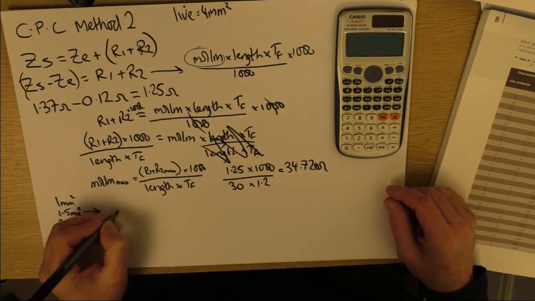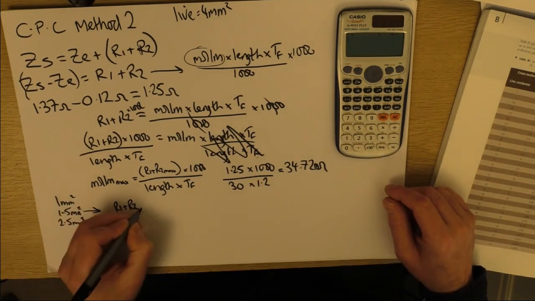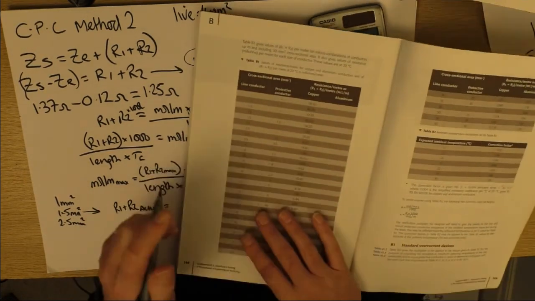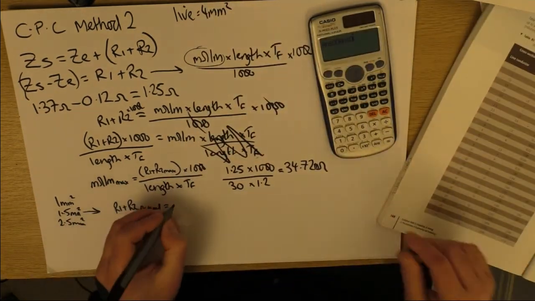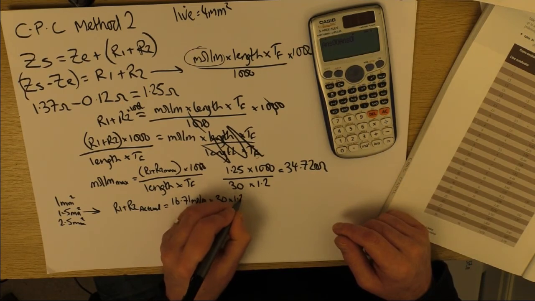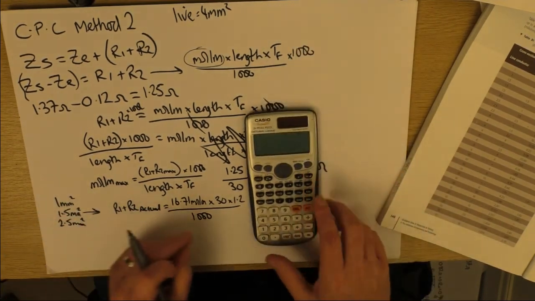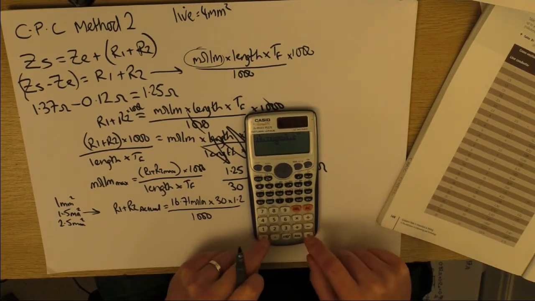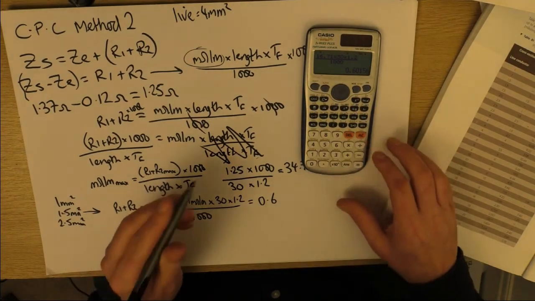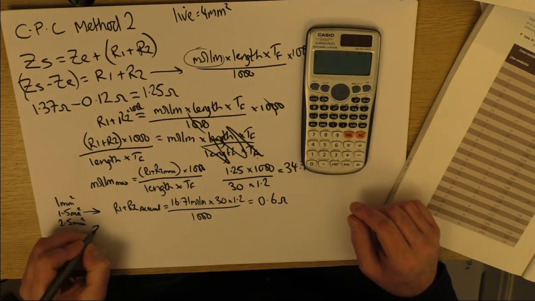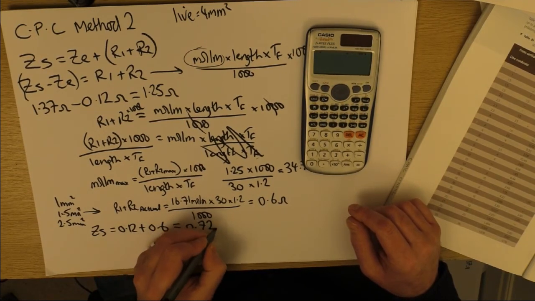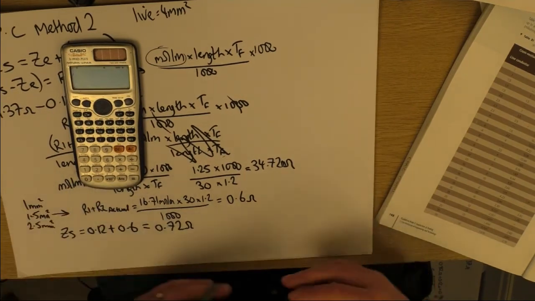Next then, we need to actually work out what our R1, R2 actual is. It's the same equation. So I said, remember that number, 4 mil 1.5, 16.71. So 16.71 milliohms per meter times the length times 1.2 over 1,000. So that's 0.6. We did that in the last method, which means our ZS then will be our ZE plus 0.6, which equals 0.72 ohms. So now we use the adiabatic like we did before.